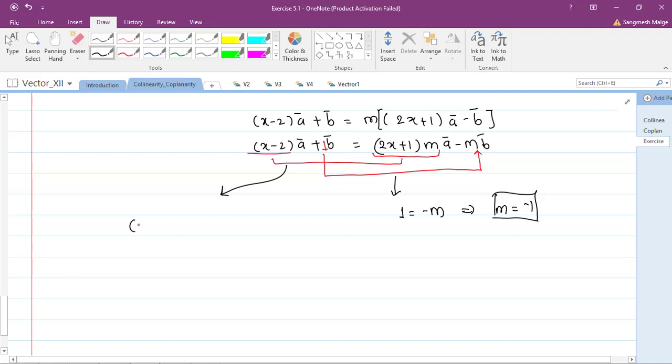So from the coefficient of a bar, we can write x minus 2 equals 2x plus 1 into minus 1, since the value of m is minus 1. Let's open this. So x minus 2 equals minus 2x minus 1. Take this 2x to this side: minus 2x plus 2x. x plus 2x is 3x. Bring this minus 2 to the other side, it becomes plus 2. So plus 2 minus 1 is 1.